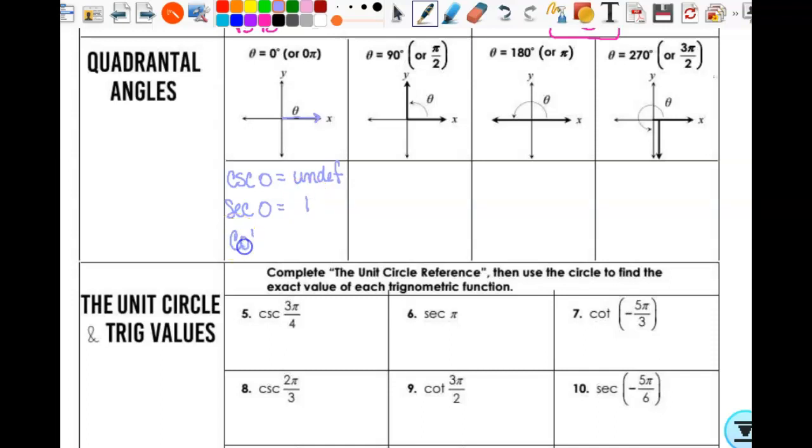Then cotangent of 0. So what's the tangent of 0? 0. So that means that the cotangent is undefined. All right, so let's look at pi halves. Cosecant of pi halves. Cosecant is the reciprocal of sine. The sine of pi halves is 1, so the cosecant is 1. Then secant of pi halves, secant is the reciprocal of cosine. The cosine of pi halves is 0, so the secant is undefined.